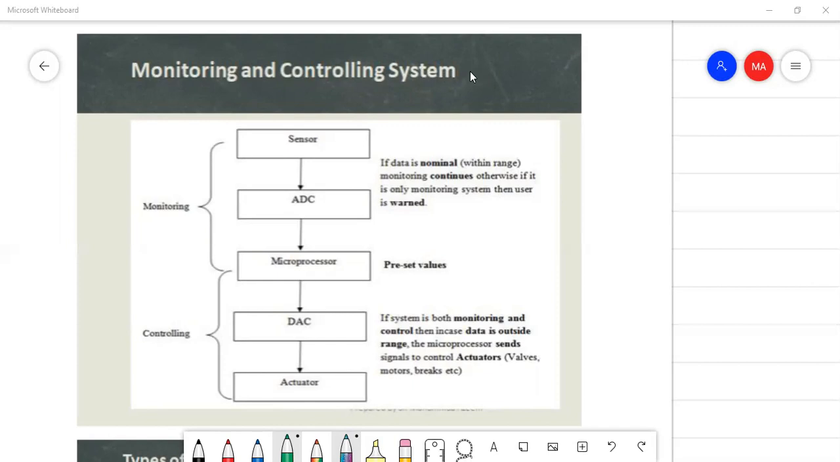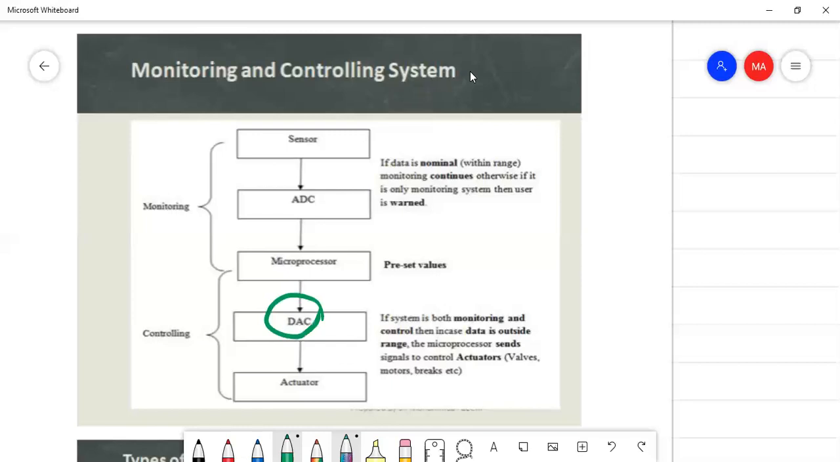And the actuator is simply like a water valve, brakes, or motors. The function of an actuator is to control the system when it receives a signal from the microprocessor. But again, the microprocessor sends a discrete or digital signal, and the actuator works only on analog signals. So it must first be converted into an analog signal using a DAC converter.